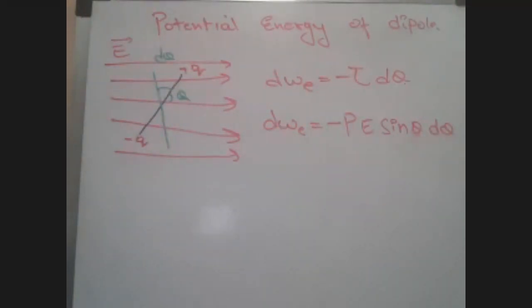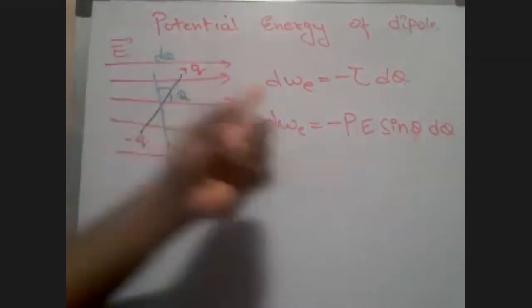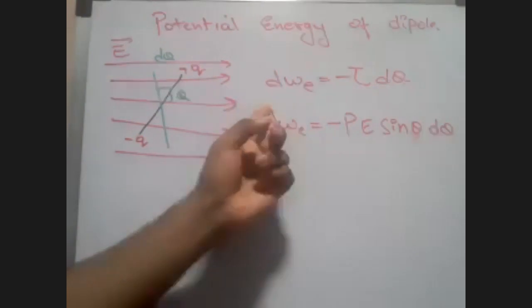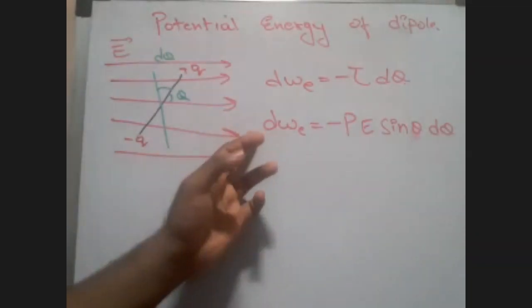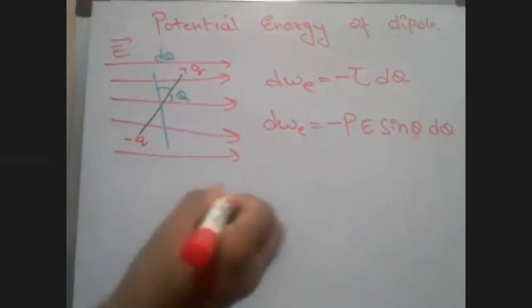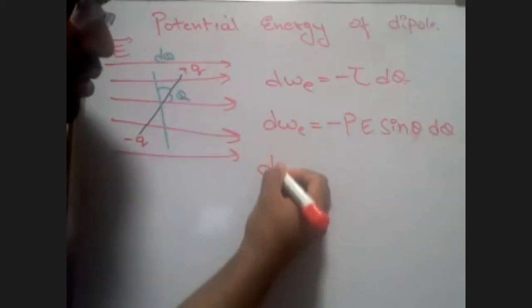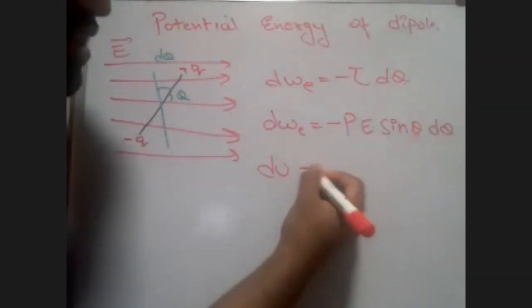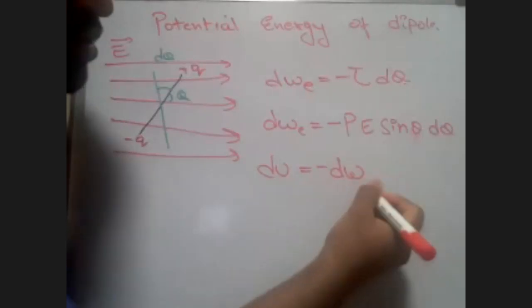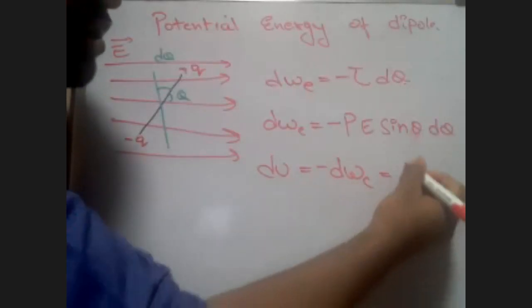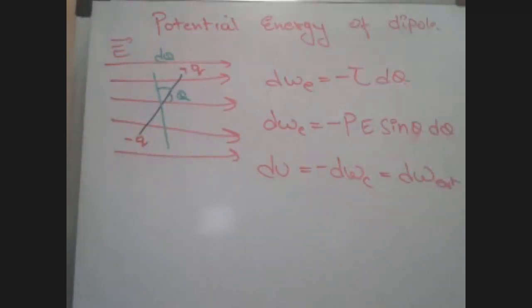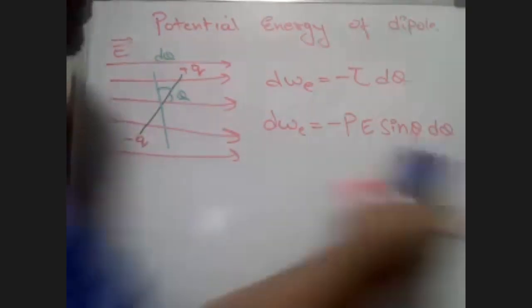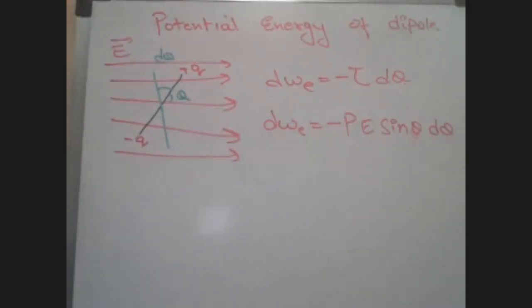So now how can I write the work done by the electrostatic force, W_e? Previously we had integration of pE sin theta d theta. Now in terms of potential energy, can I write dW_e equal to dU? You remember this? dU is equal to minus dW_e, and by conservation, equal to dW external. Remember this?